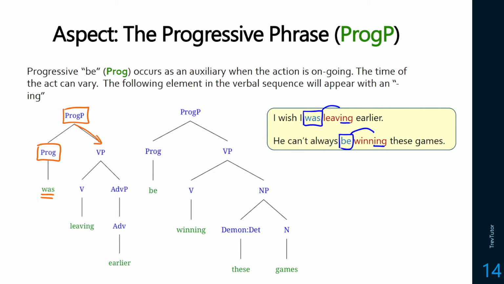So was leaving earlier. And the reason that we can do this is because we can replace this bit here, which is was doing so. So we know that this is a constituent. This is some sort of verbal element that can be replaced with doing so. So was doing so. So we see the same thing with the right one. Be winning these games. So be is the progressive. We see the ing on the verb for winning, just like we do with leaving down there. So this is a progressive, builds into a progressive phrase that takes the verb phrase as its complement. So that is the progressive phrase.